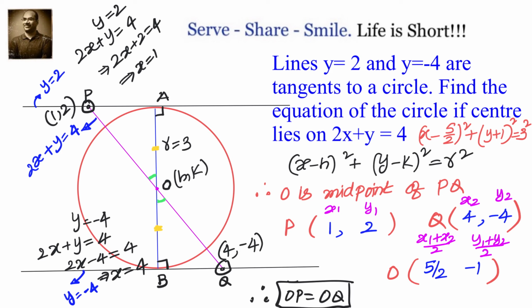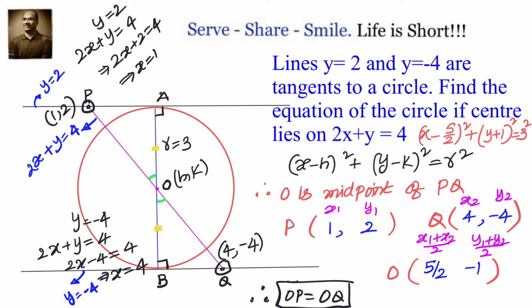Let's have a recap of this interesting problem. We have been given two tangents to a circle, y equals 2 and y equals minus 4, and we have to find the equation of the circle if the center lies on 2x plus y equals 4. Now imagine that these two lines are not y equals 2 and y equals minus 4 but some other lines; then you can use the formula of distance between parallel lines to calculate the diameter.